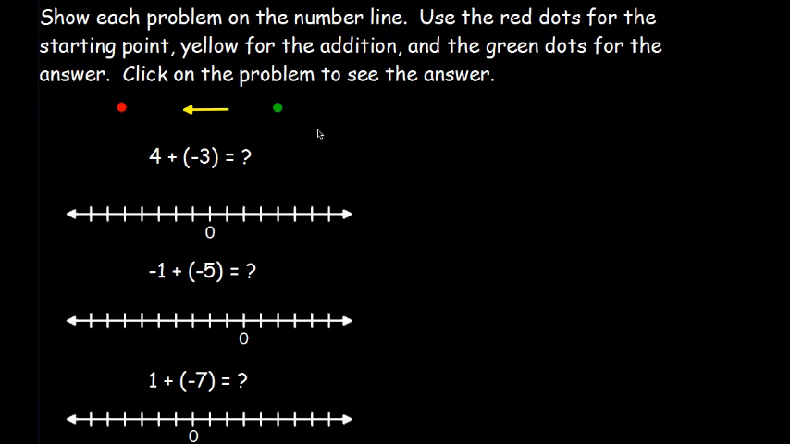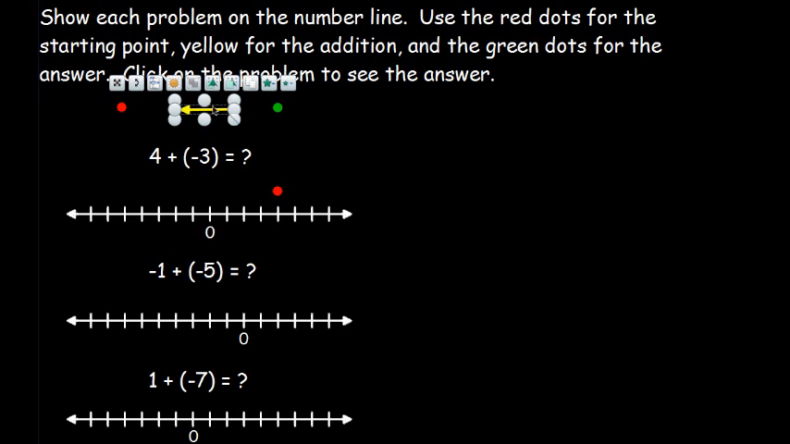Alright, so if we want to show this one, same thing we did with the other one. So always start where it says. So since 4 is the first number, 1, 2, 3, 4, that's where we're going to start. We're adding a negative, so that means we're moving left. So we'll start there. And, oh, whoops, messed up. Start over. Alright, so start on 4. 1, 2, 3, 4. Okay.